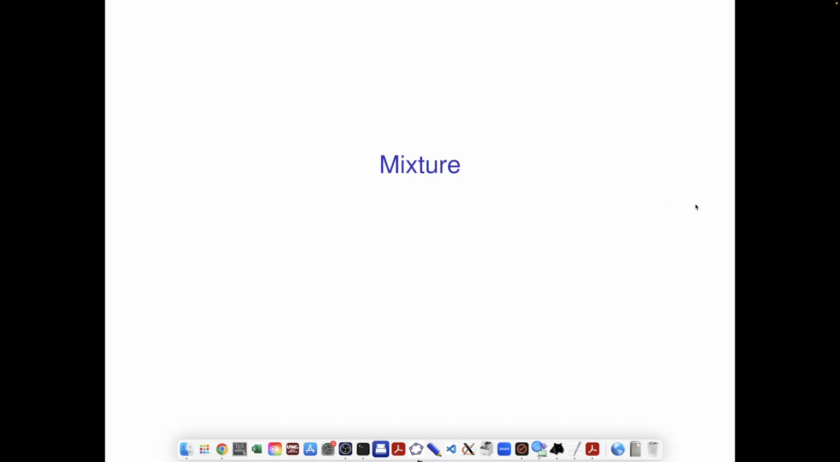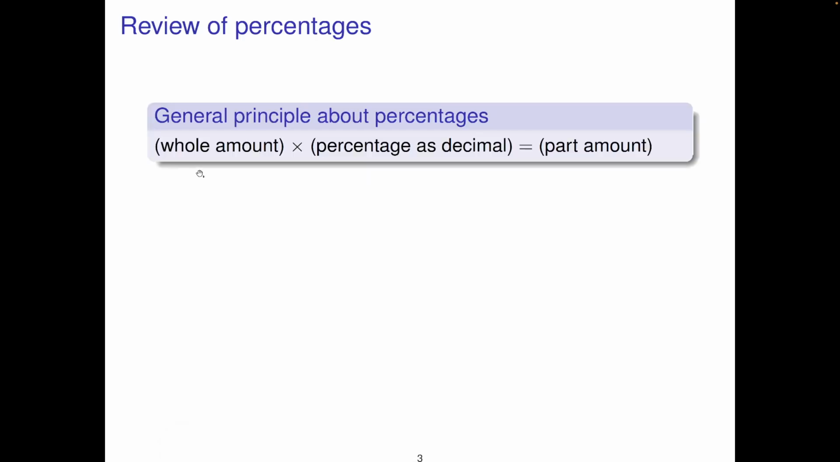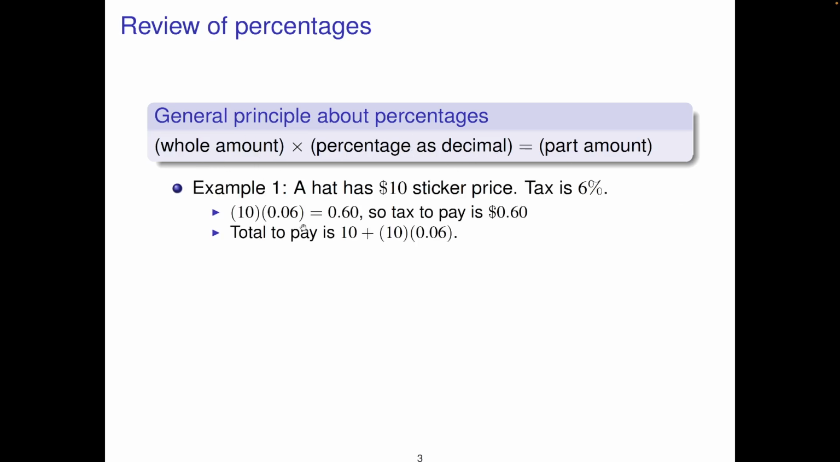Let's talk about an overview of mixture problems. So the general principle for percentages is the whole amount times the percentage written as a decimal is the part amount. We see this, for instance, in percentages dealing with sales tax. So $10 sticker price on a hat, 6% tax. So the whole amount, 10, times a percentage as a decimal, 0.06, is equal to the part amount, 0.60. This is the amount of tax to pay.